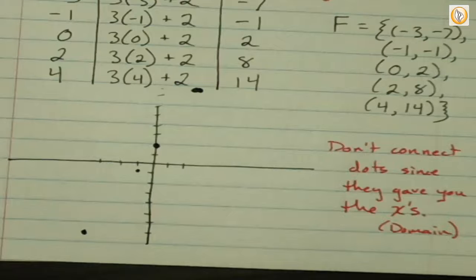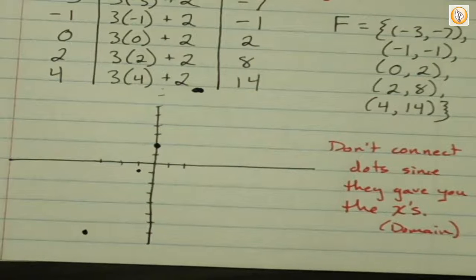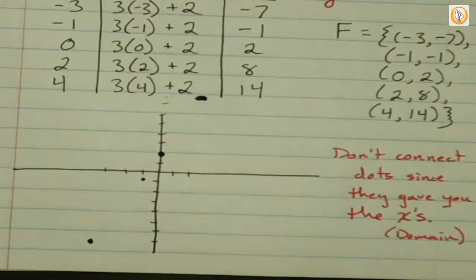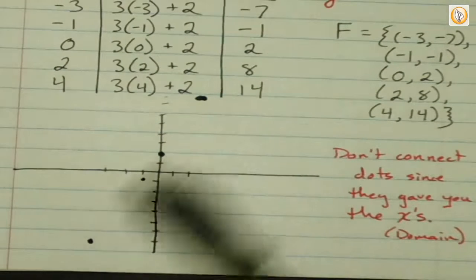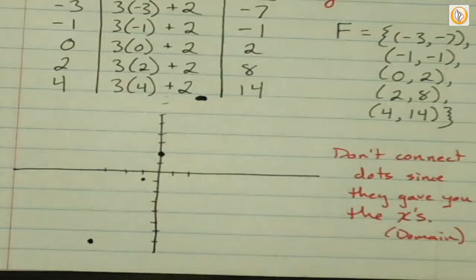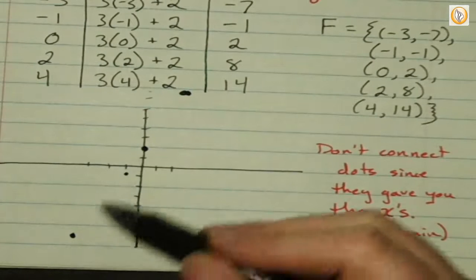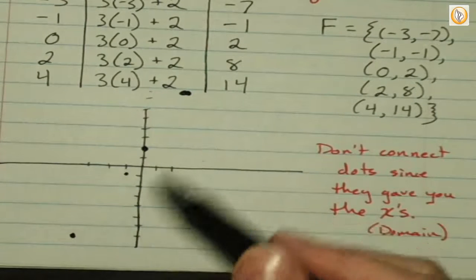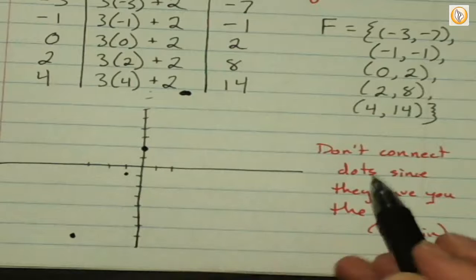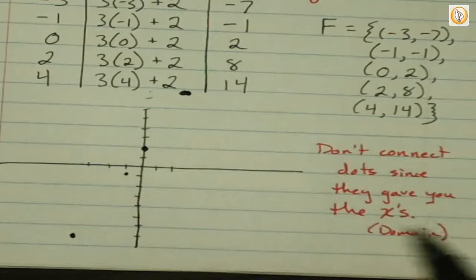I just want you to get used to when they say the function rule is, I need you to know what that means. I didn't do 4 and 14 because I've run out of room, so you get the idea, right? It doesn't have to be perfect. Make sure you write out the ordered pairs. Have your graph look somewhat like mine. Don't connect the dots, and make sure you write in your notes.